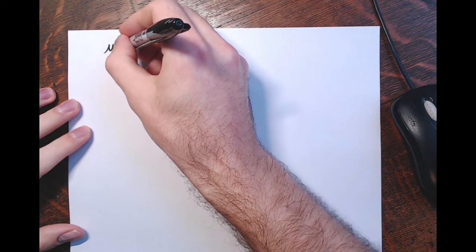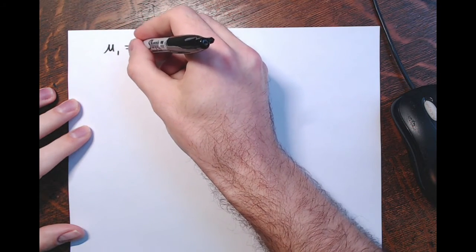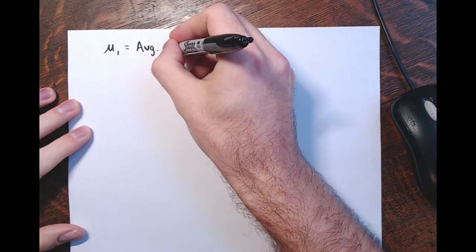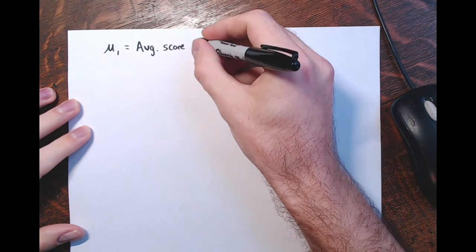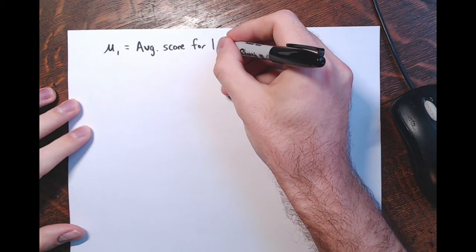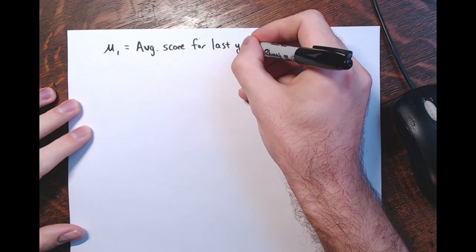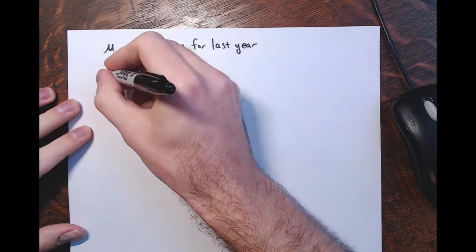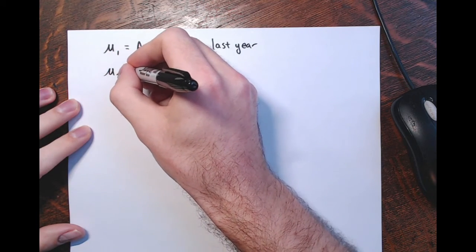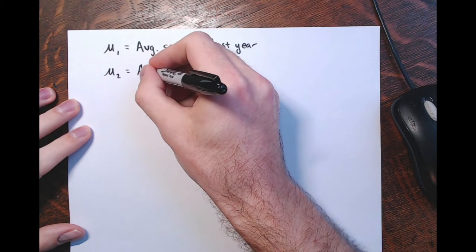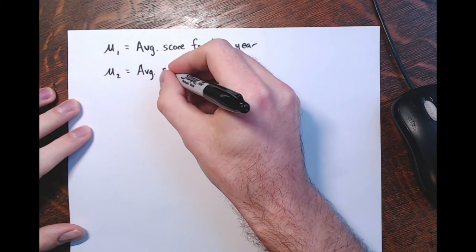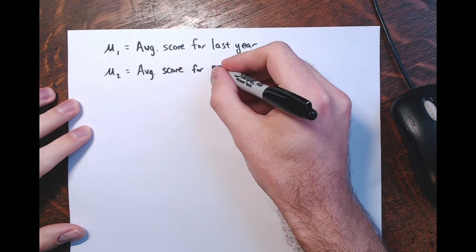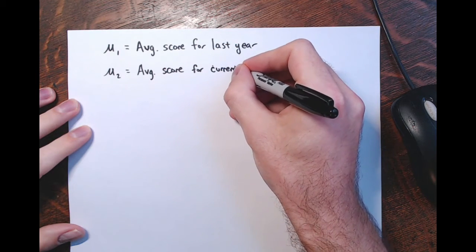So I'm going to say what these things mean. Alright, so let's say mu1 is the population average score for all of last year's students. And say mu2 is the average score on this final exam for this year's, the current year's students.